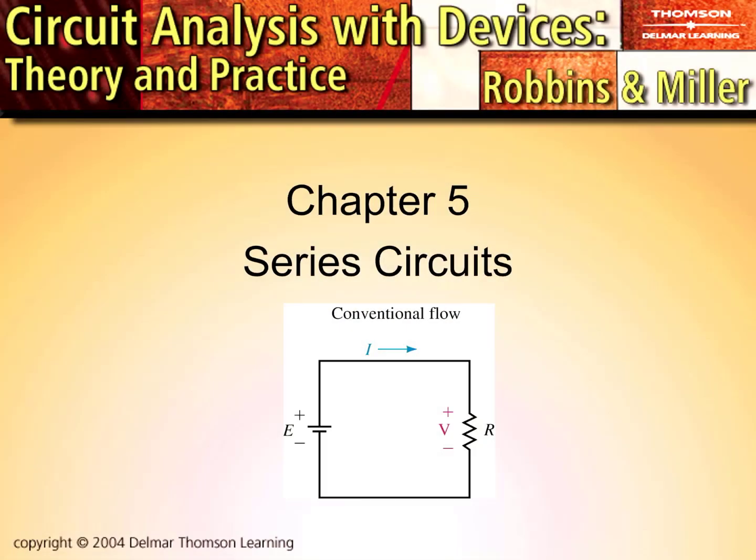Chapter 5, Series Circuits. So today we're talking about a series circuit. A series circuit is described as a circuit where there's only one path for current to flow. Current leaves the positive terminal of the source, flows through all the conductors and the loads in the loop, and returns to the negative terminal of the source. That's defining a series circuit.